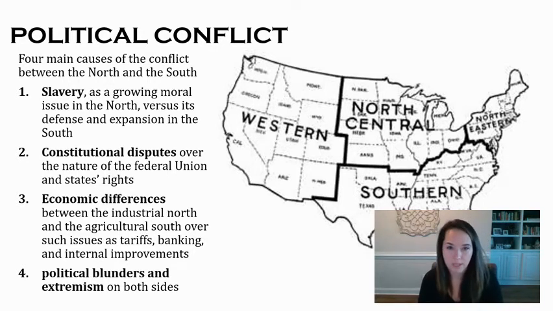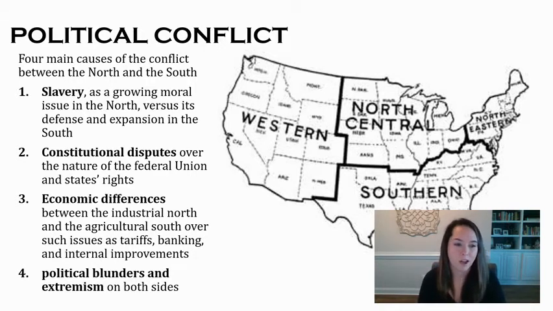Oftentimes you'll hear people say that the Civil War wasn't over slavery, it was over states' rights and the constitutional protection for Southerners to take their property where they wanted it, right? To not deny them their property. Now, granted, these are human beings that they're considering their property. And so even if you argue that it's about states' rights, in most cases, it was about a state's right to expand slavery or to own slaves.